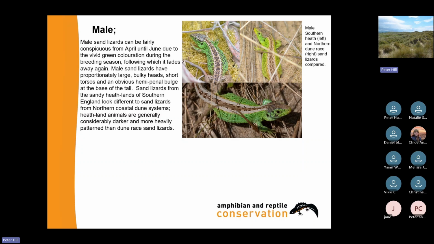There's another northern dune race animal below, photographed at Madfallod in Gwynedd. Can you see the dark scarring on his head? That's where he's been battling with another male.